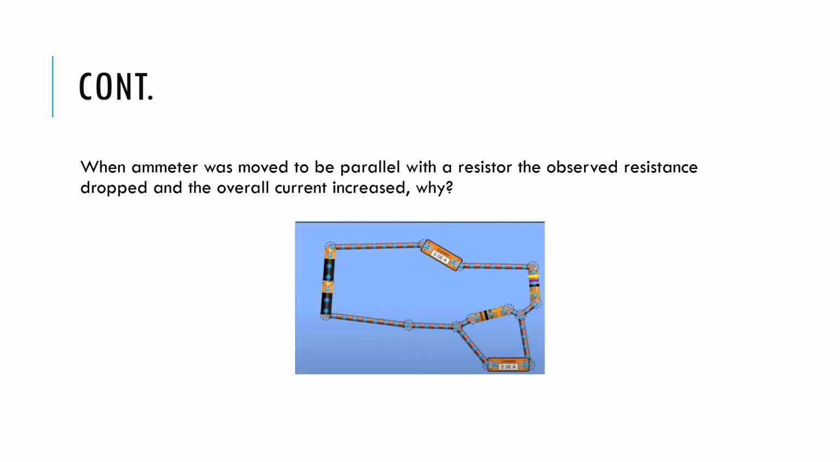When the ammeter was moved to be in parallel with the resistor, the observed resistance dropped and overall current increased. The reason for this is because the ammeter in the simulation has effectively no resistance. So once you hit that node where you have the ammeter and the resistor in parallel, a lot more current is going to flow as a net over that because the ammeter has no resistance and it allows more current to flow through that segment of the circuit. So that's why there was a net current increase and the net resistance of the entire circuit decreased when we added that ammeter in parallel to the resistor.